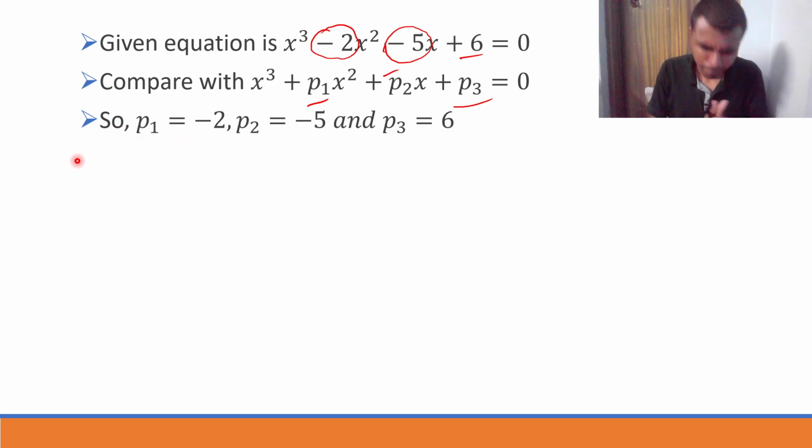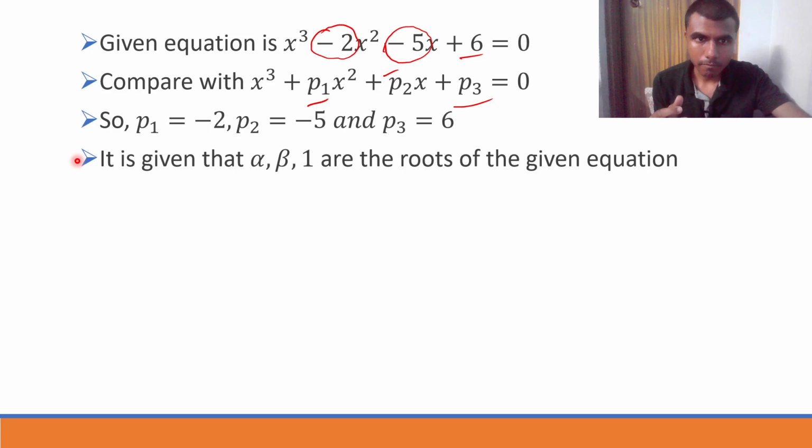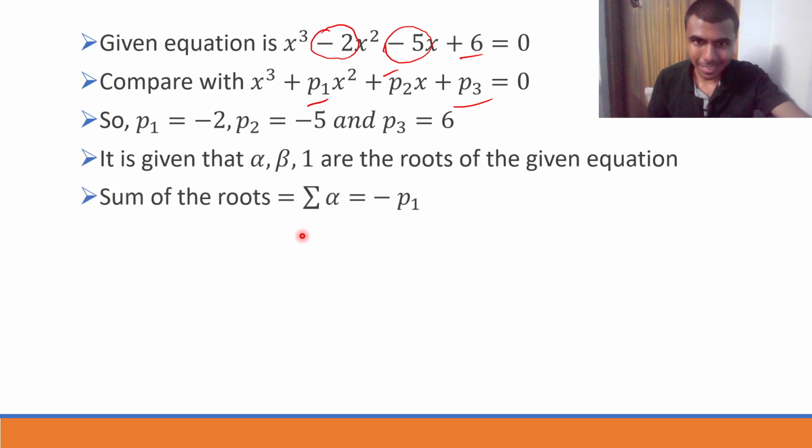Okay, now how to find out this alpha and beta? See, we are going to use the concept of sum of roots and product of the roots. The sum of the roots for a cubic equation is nothing but minus p1. Remember this. p1, p2, p3 we already know. Once you convert the given equation to standard form and compare it, you have your p1, p2, p3. Now this is a formula you can use. Sum of the roots is minus p1.